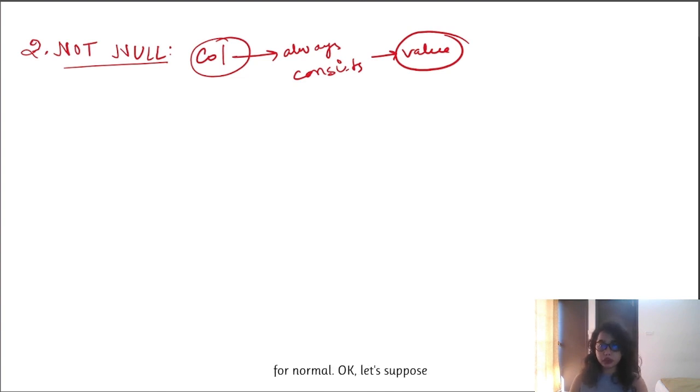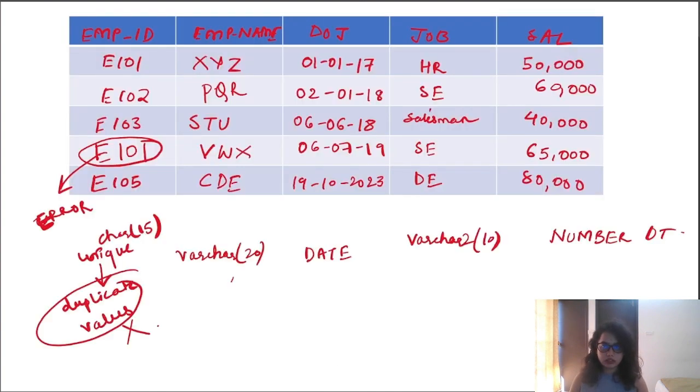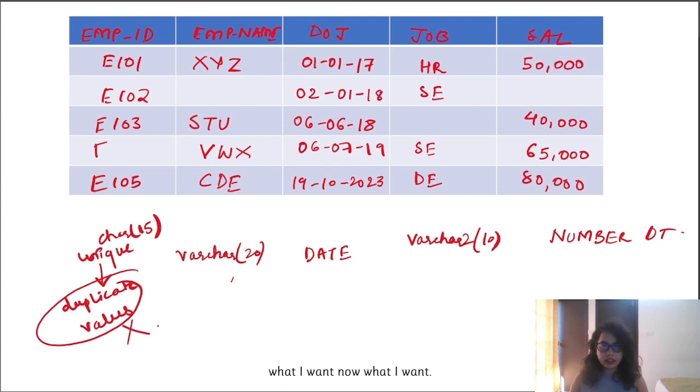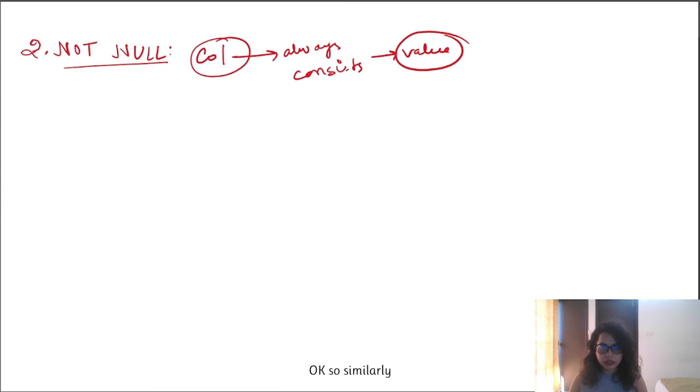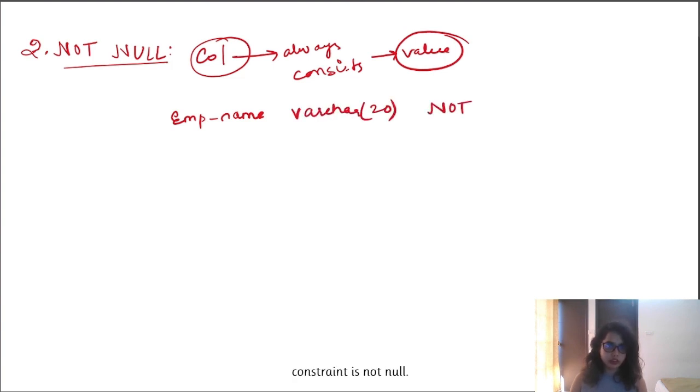Okay, let's suppose this table. Now what I want is that this emp name column should always contain a value. So what will I do? I'll keep this employee name column as not null. Create the employee name column with a not null constraint. So similarly, how can we do that? Employee name, data type varchar, and constraint is not null.